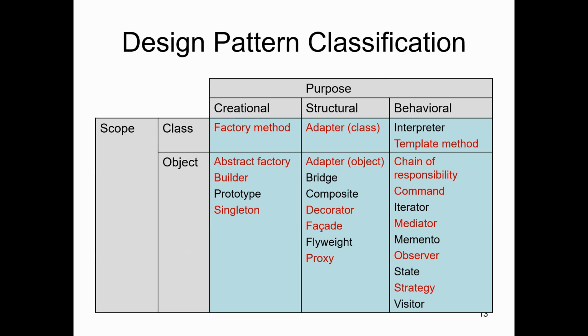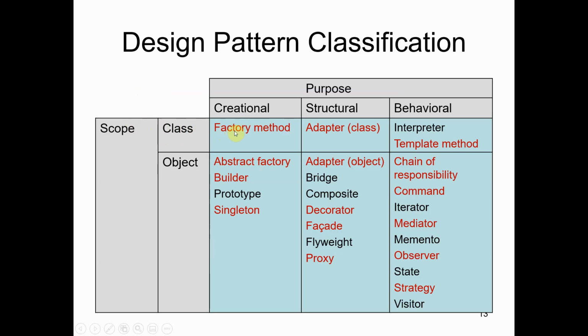Let's see the delegation and the inheritance applied to our design pattern classification. Here we have two ways to classify. One is through the purpose that we already discussed last week, and another way to classify them is in terms of the implementation. So how you're going to implement this pattern. If you're using inheritance, then we call it class. You're going to use class and subclasses.